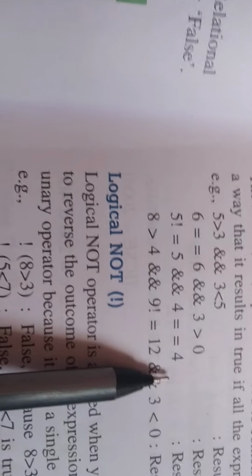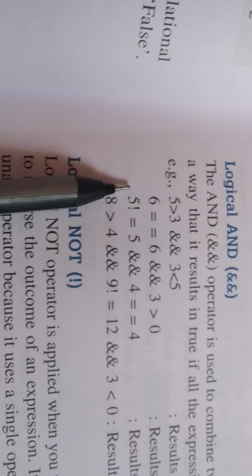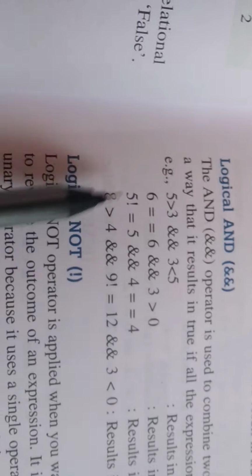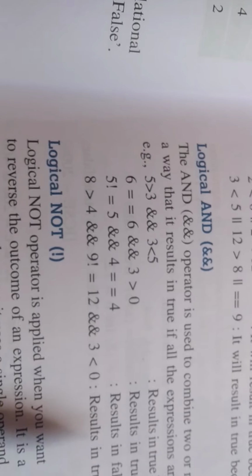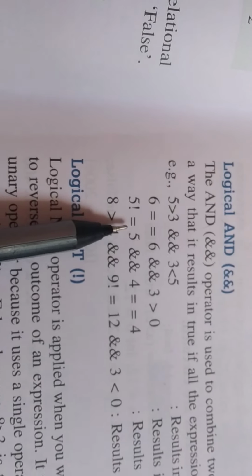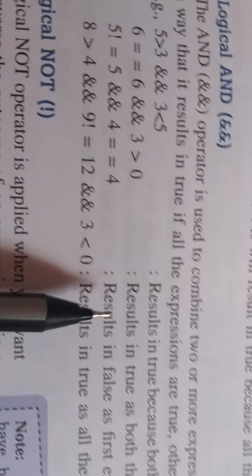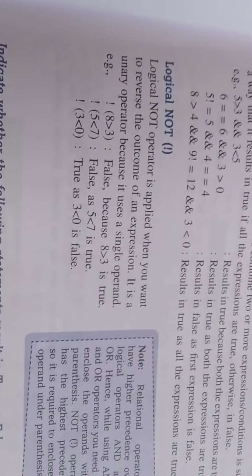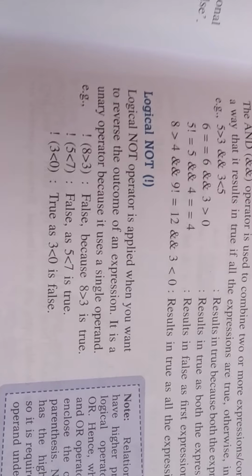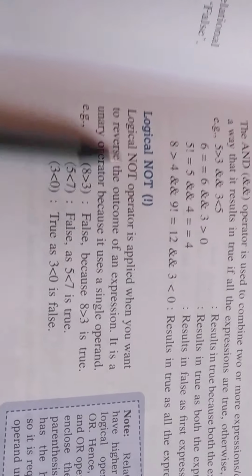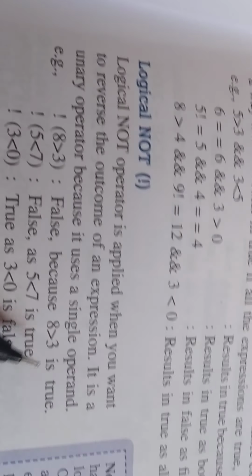So 4 is equals to 4. Yes, this is true. This is false. As AND says that both should be true in order to get your output true, but here this is false, that's why your result will be false. Clear? Okay. And the last logical operator is the NOT operator. As I said, in order to perform the NOT operator, only one operand is required.